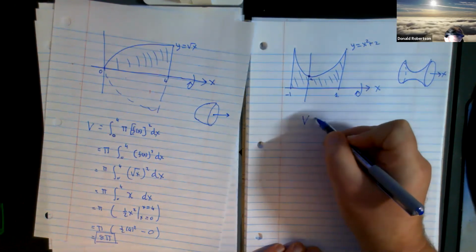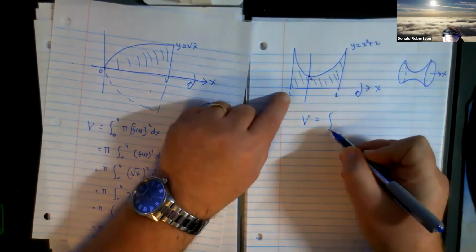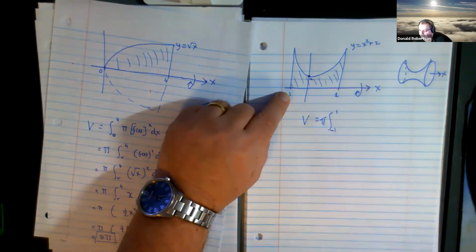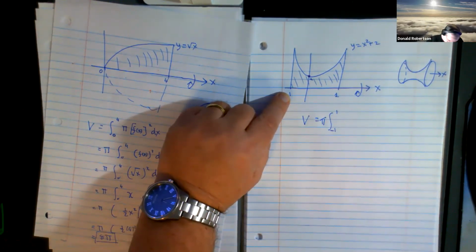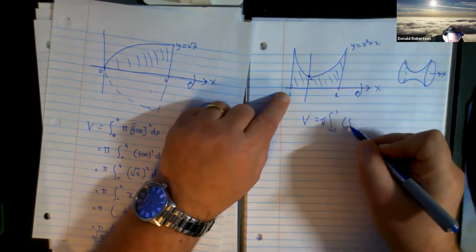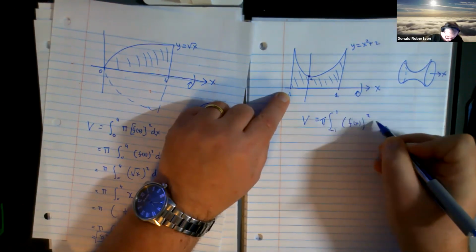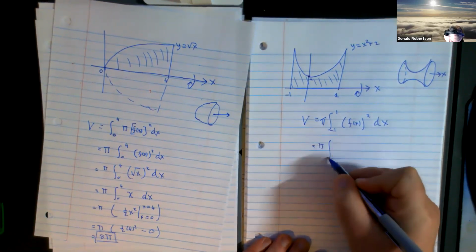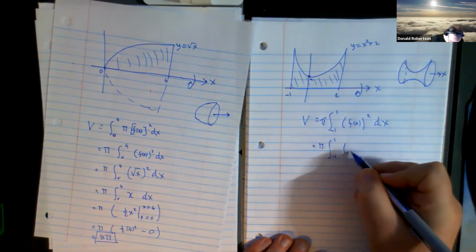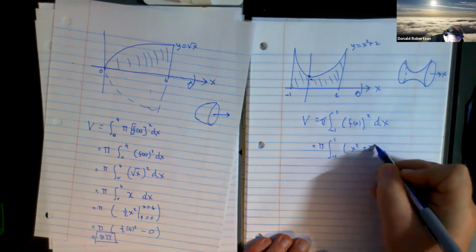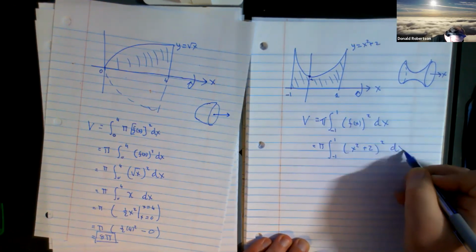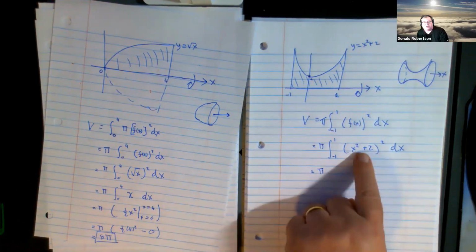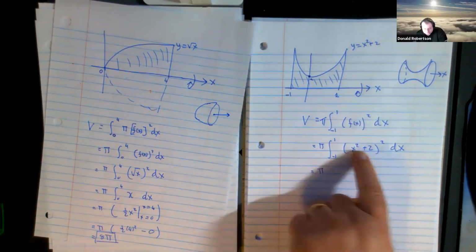Now, in this question, won't you go from -1 to 1? Can I just stick the pi out there right at the beginning so that's one less thing I need to write? The radius, which is in this case the function. So it's going to be pi, the integral from -1 to 1, of (x squared plus 2) squared. Okay, how am I going to tackle this integral?